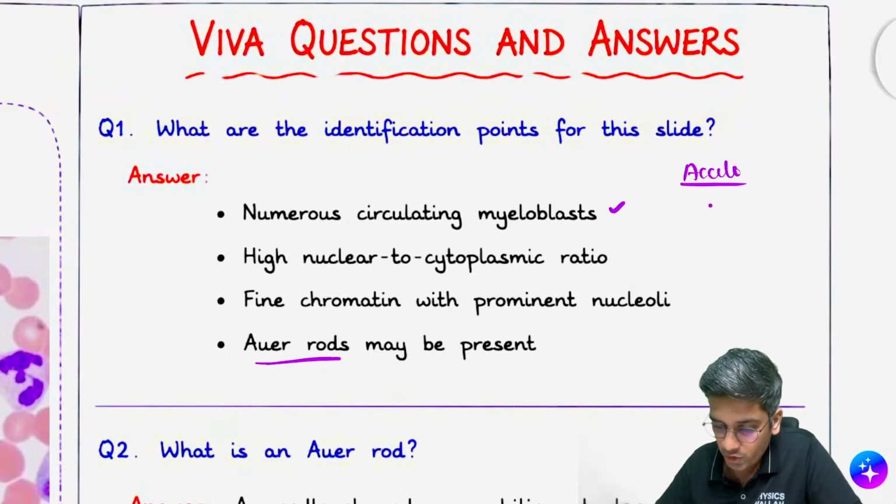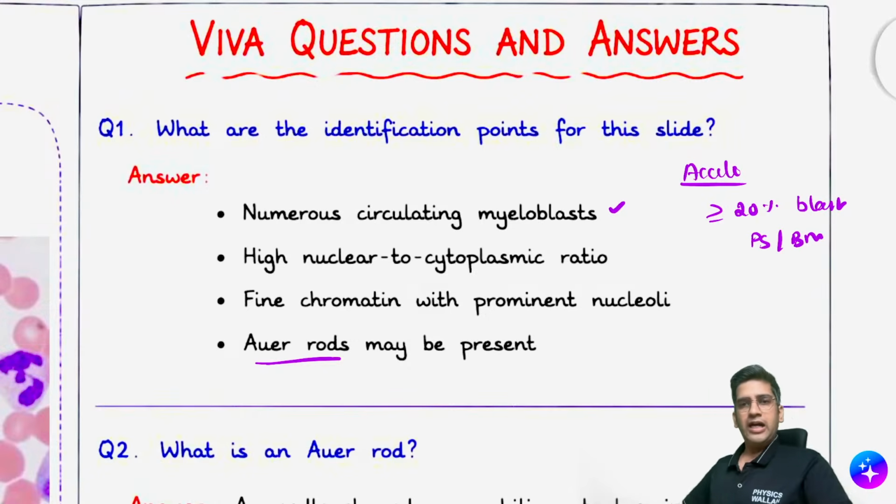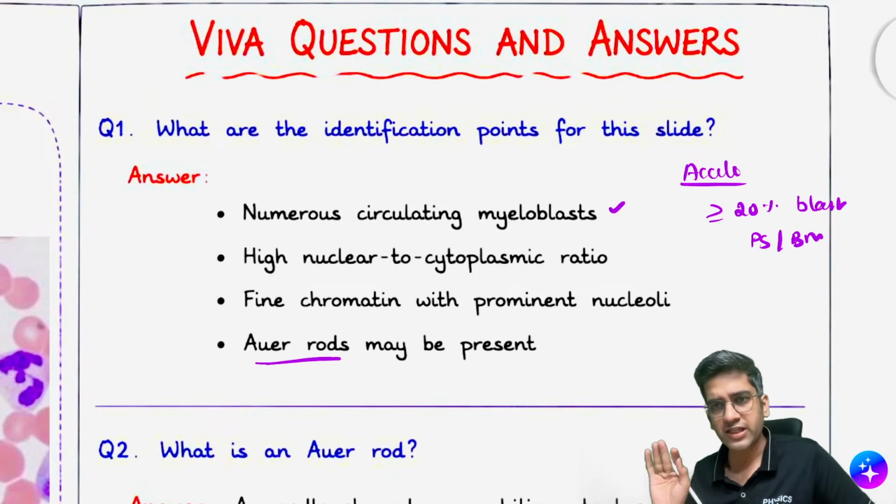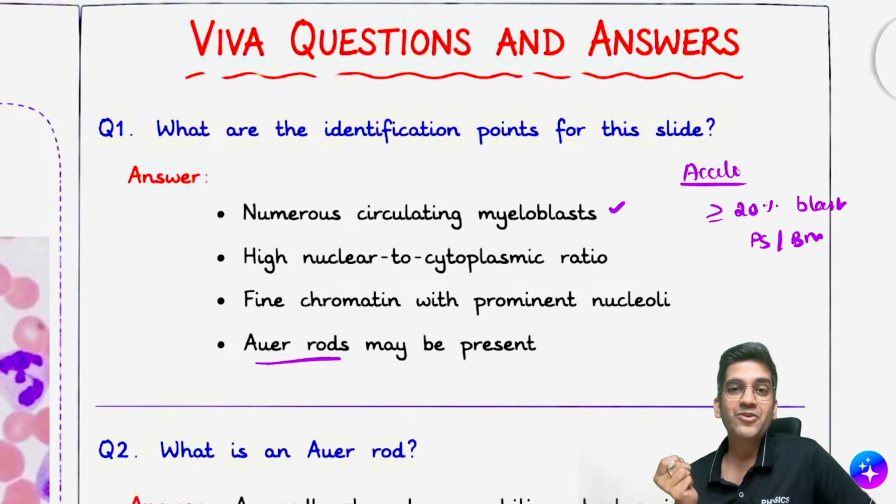And to call it an acute leukemia, I should have more than or equal to 20% blasts in the peripheral smear or in the bone marrow. It could be either, to call it an acute leukemia, right? More than or equal to 20% is acute leukemia. Earlier it was more than 30%, but please, in a viva, stick to less information.